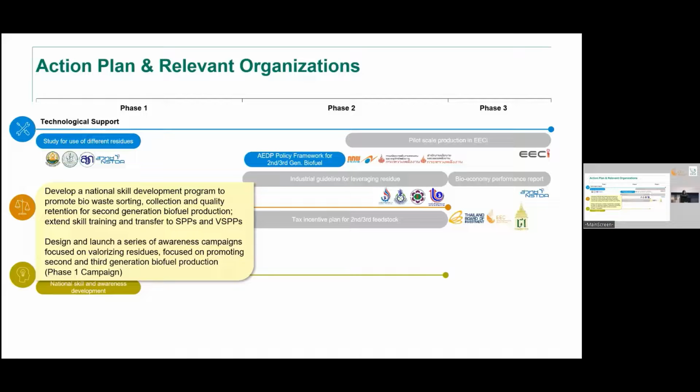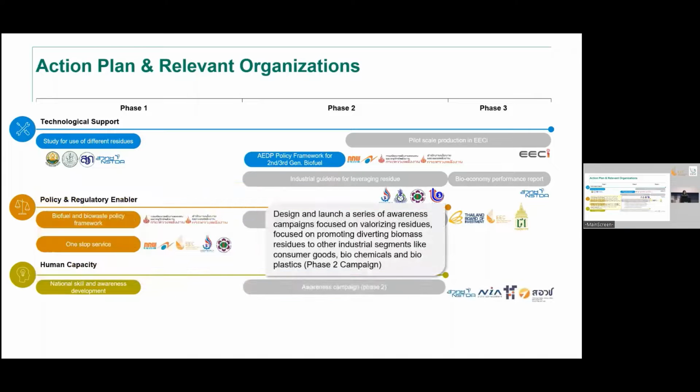This will also focus, as a phase 1 campaign, on designing and launching a series of campaigns for educating people to understand valorizing residues, focused on promoting second and third generation fuel production. The phase 2 campaign of the skill development will focus on valorizing residues and diverting biomass to other industrial segments like consumer goods, biochemicals, and bioplastics.